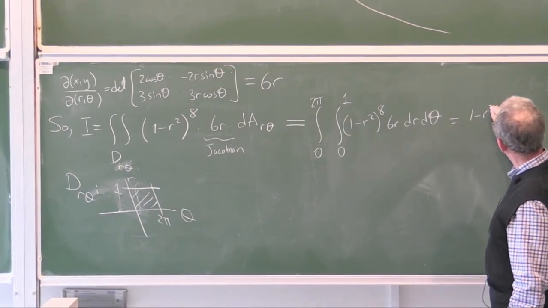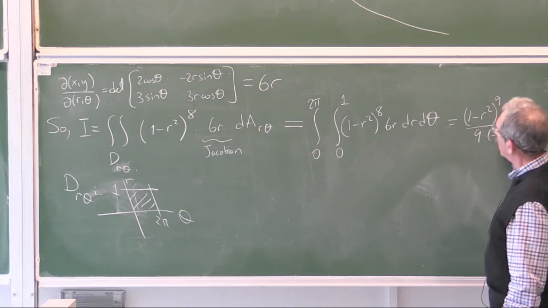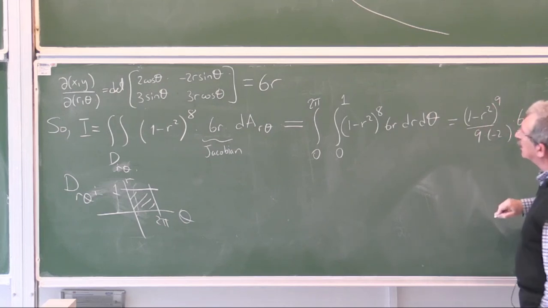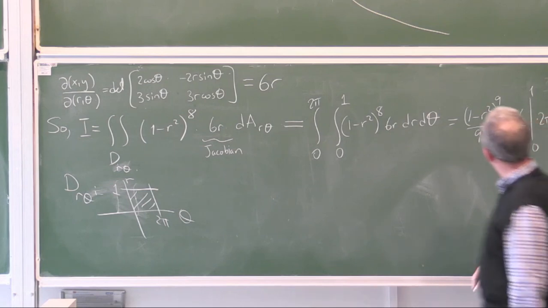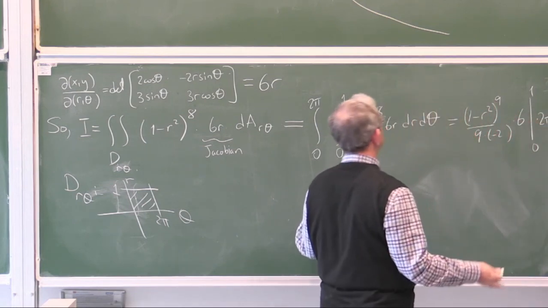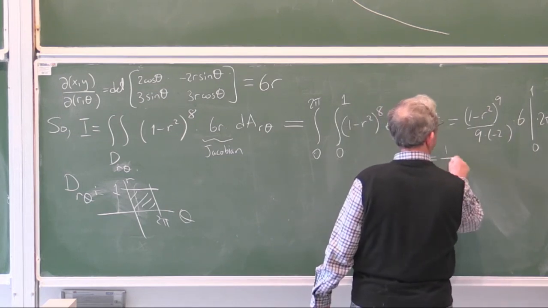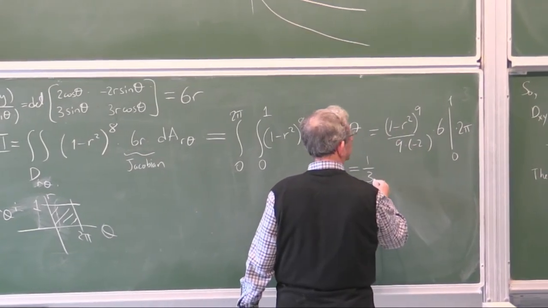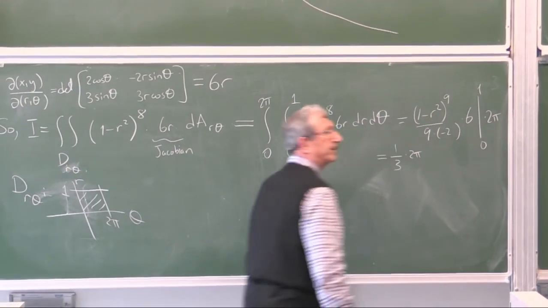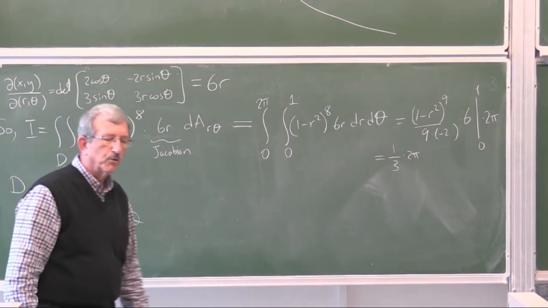You have 1 minus r squared to the 9 over 9 times minus 2, and you have a 6 here, and then r changes from 0 to 1, and you multiply it eventually with 2 pi, so it becomes 1 over 3, right? At 1 you have 0, so you have the plus version, so it's just 1 over 3 times 2 pi. So it simplifies the calculation quite a lot.